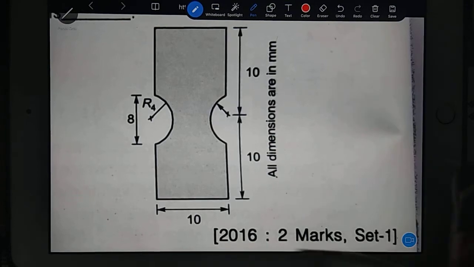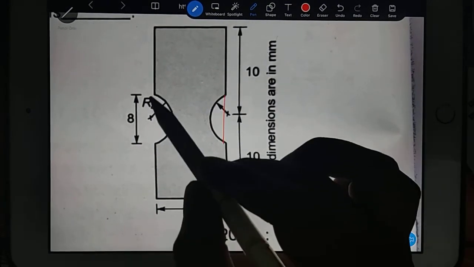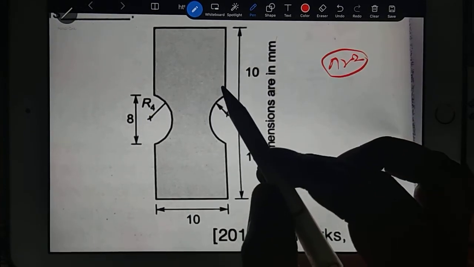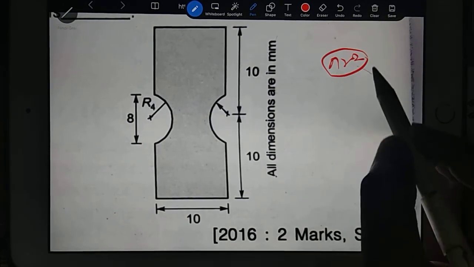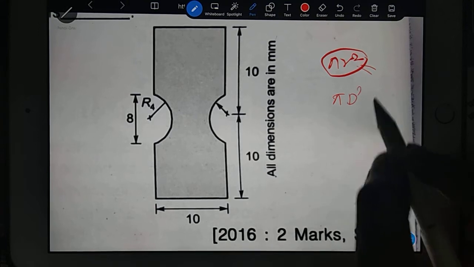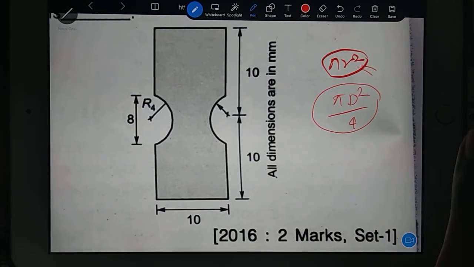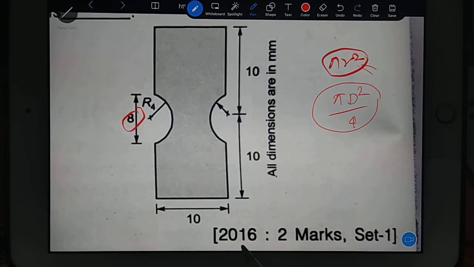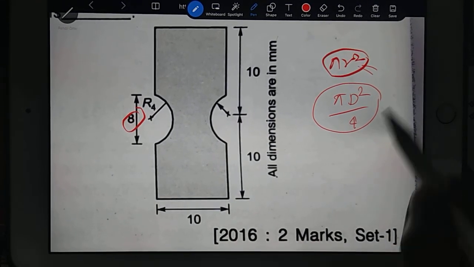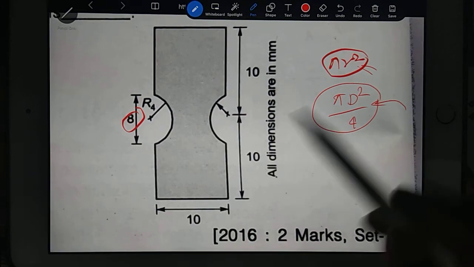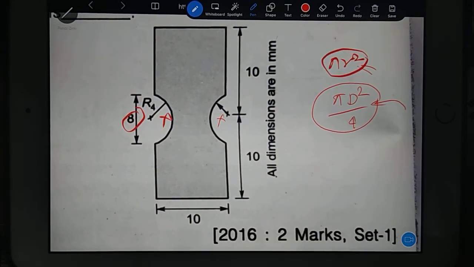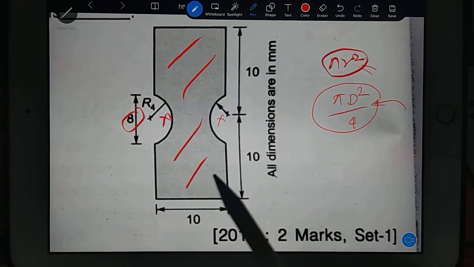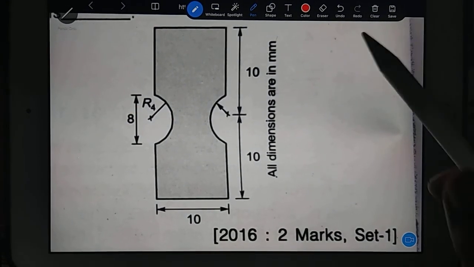But from the total area, you subtract the area of the circle. What is the area of the circle? Pi r square. So you have a full circle. Either you go for pi r square or you go for pi d square by 4. We have two formulas, and the diameter is given as 8. So you go for this formula, find out the area of the circle, and subtract both the areas. Then you will be getting the area of the gray object. That's all. Then substitute in the formula, get the answer.